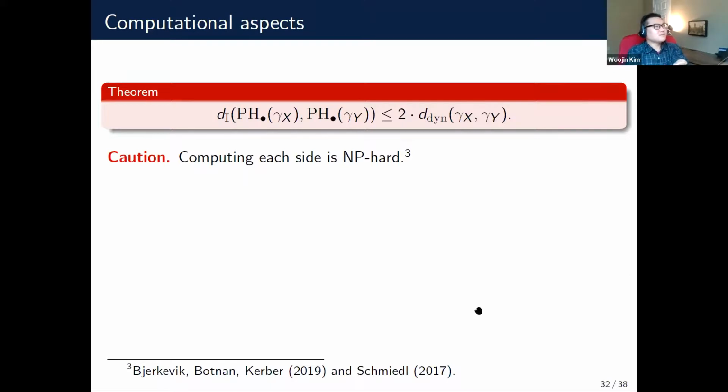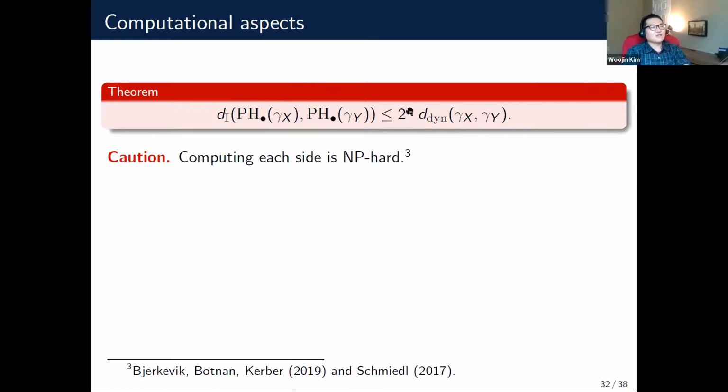Okay, now let's consider computational aspects of our framework. Remember that we wanted to have some metric which can be used for classifying collective behaviors. But one unfortunate news about this stability theorem is that the distances on the right-hand side and the left-hand side, computing both of them is very difficult. Both are NP-hard problems to compute.